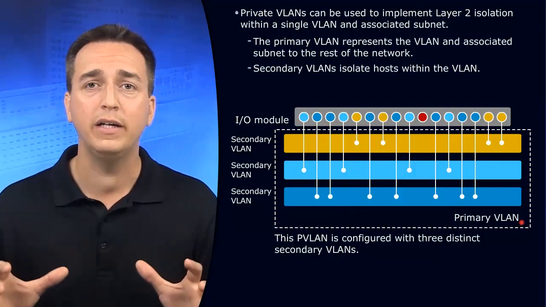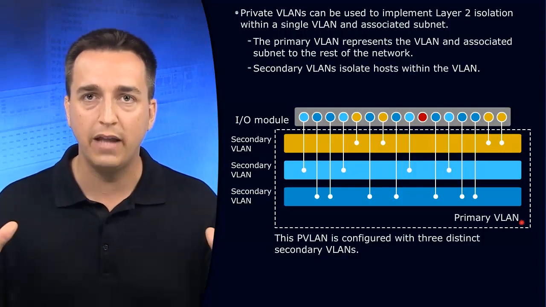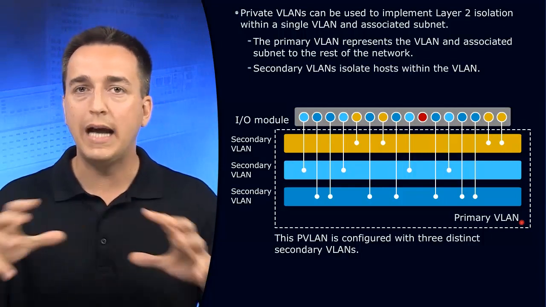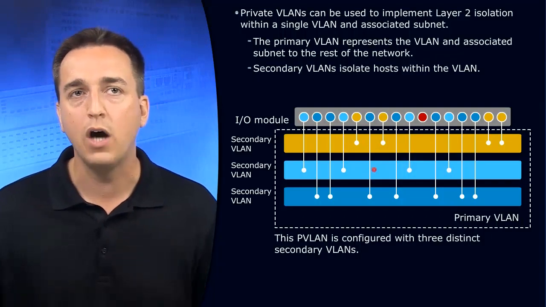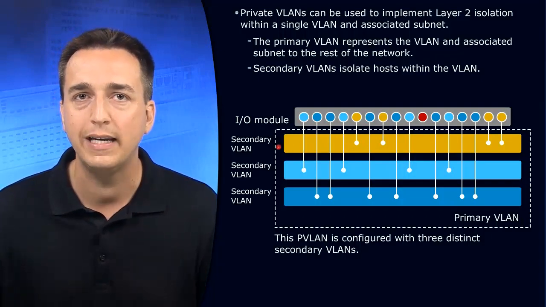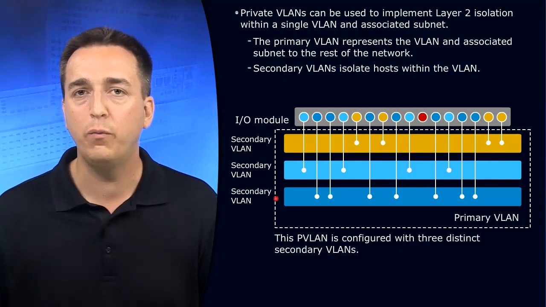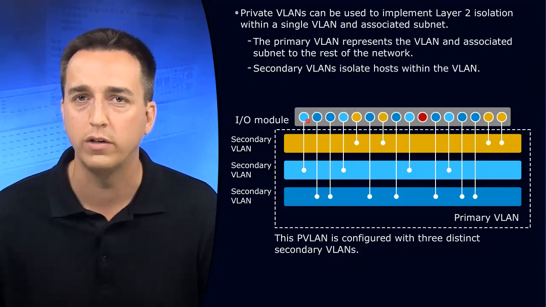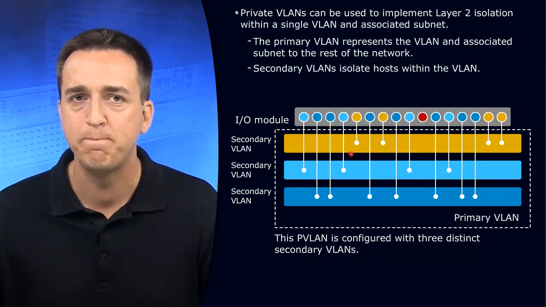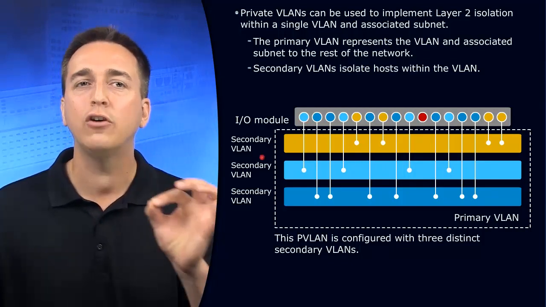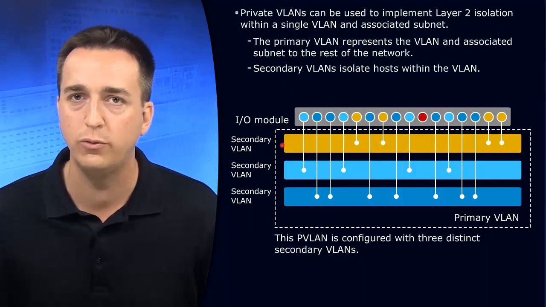So the primary VLAN is that main VLAN. So VLAN 100 with the IP address associated with it. Now we carve it up, as we can see. We carve it up into these different secondary VLANs. And when we associate that port on the switch with those secondary VLANs, as you see here, it allows for that layer 2 isolation that we're trying to achieve.